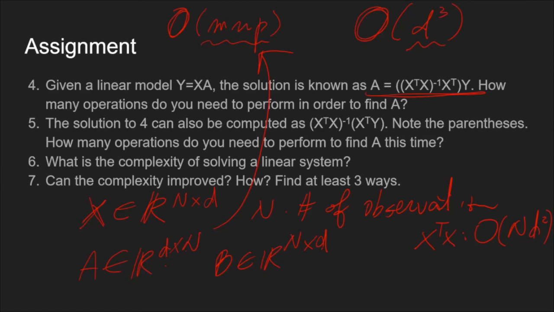Okay, so far so good. Now the result of x transpose x is going to be d by d, right? Because x transpose is d by n, x is n by d. So as a result of x transpose x, you're going to have a d by d matrix. So the complexity of computing the inverse via Gauss-Jordan elimination was d cubed. So the inverse operation is going to be O of d cubed.